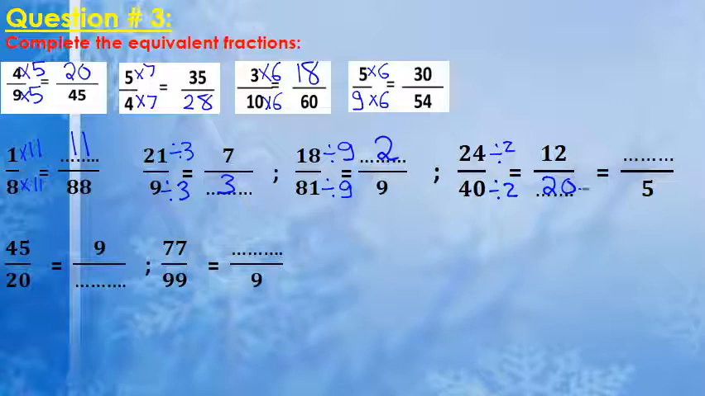Now 20 became 5. How? We divide by 4. So we divide 12 by 4. 12 divided by 4 is 3. 45 over 20 equals 9 over how much? 45 became 9. How? We divide by 5, so we divide by 5. 20 divided by 5 is 4. 77 over 99 equals how much over 9? 99 became 9, so we divide by 11, and up we divide by 11. 77 divided by 11 is 7.